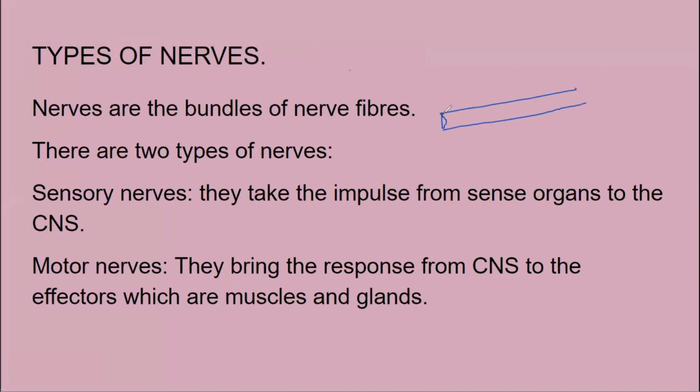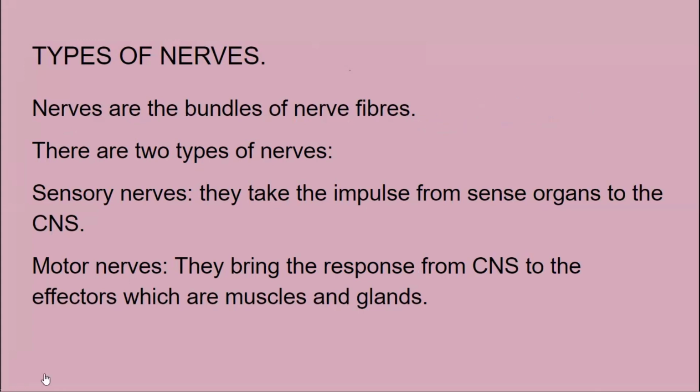It is surrounded by a rubber insulator covering, but inside there are golden color copper wires. Our nerves are exactly the same thing. Inside the nerves, there are thin, tiny thread-like nerve fibers. So our nerves are actually bundles of nerve fibers, and there are two types of nerves, the sensory nerves and the motor nerves.